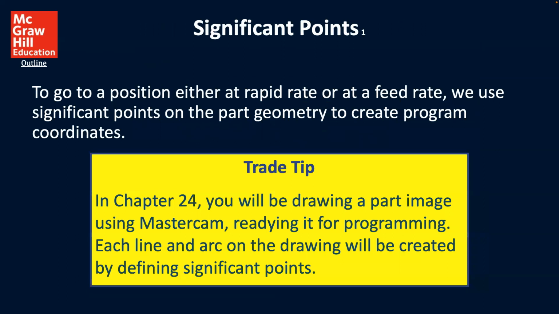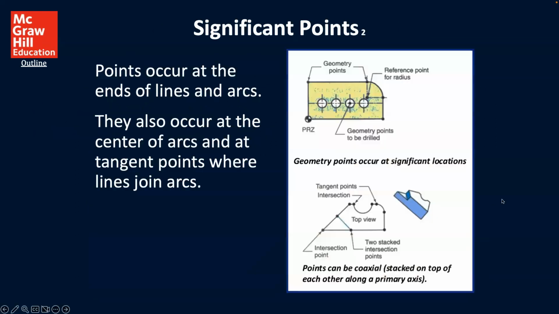So what about significant points? To go to a position either at a rapid rate or at a feed rate, we use significant points on the part geometry to create program coordinates. So we have to let it know how we go from one point to another. So you finish machining in one area, you need to move the drill to another. And so that's the area that we're starting to explore here.